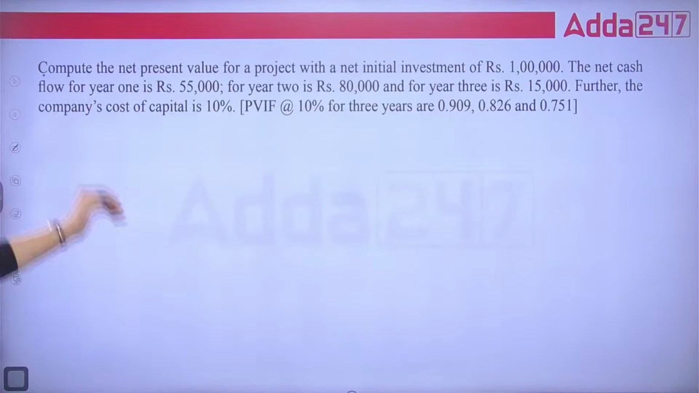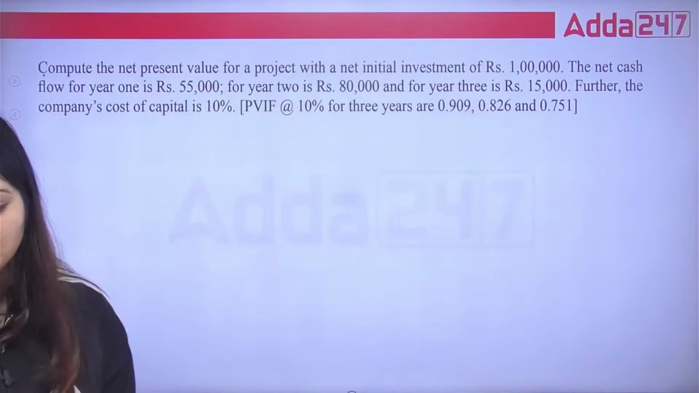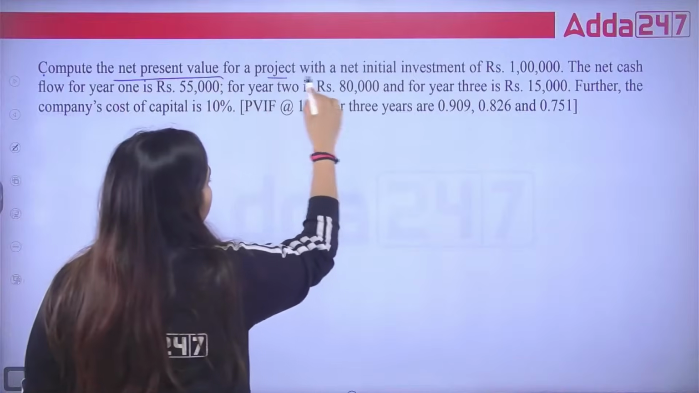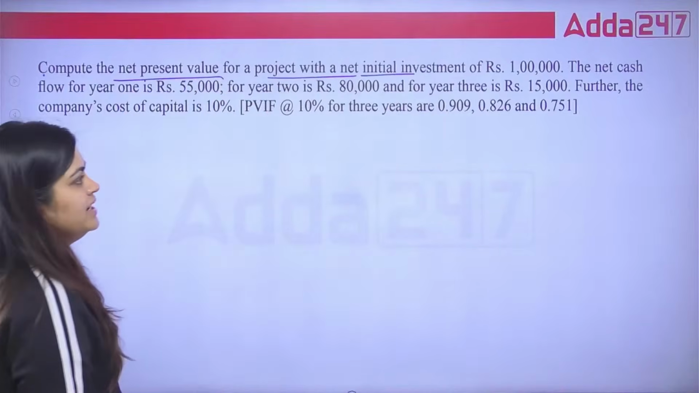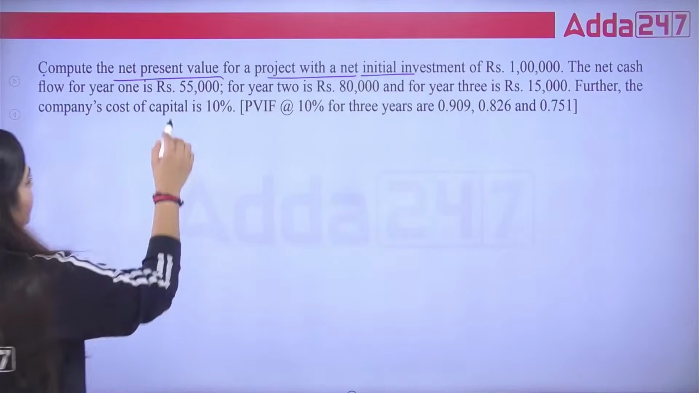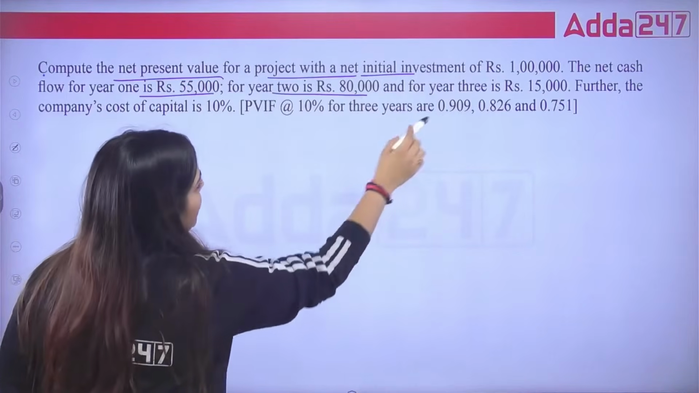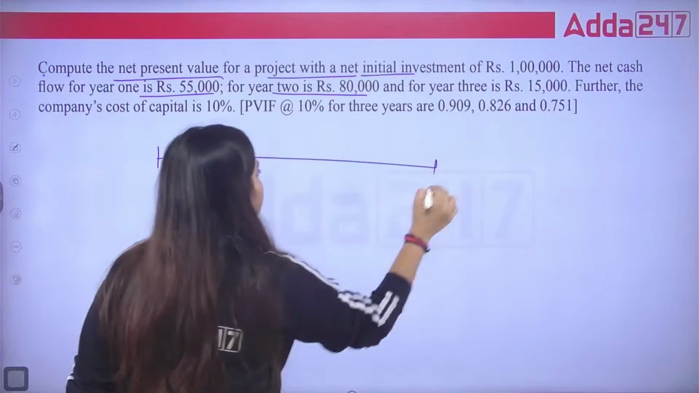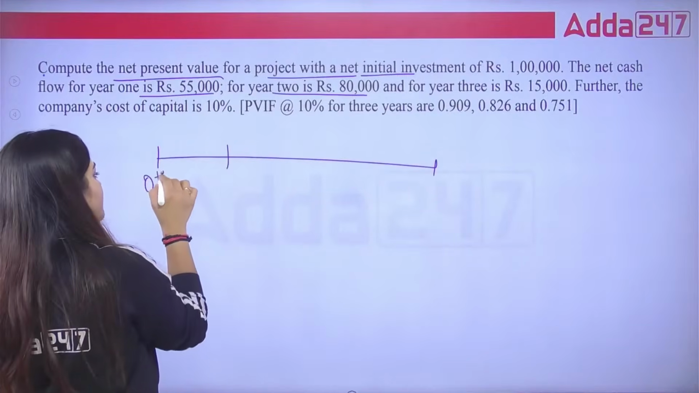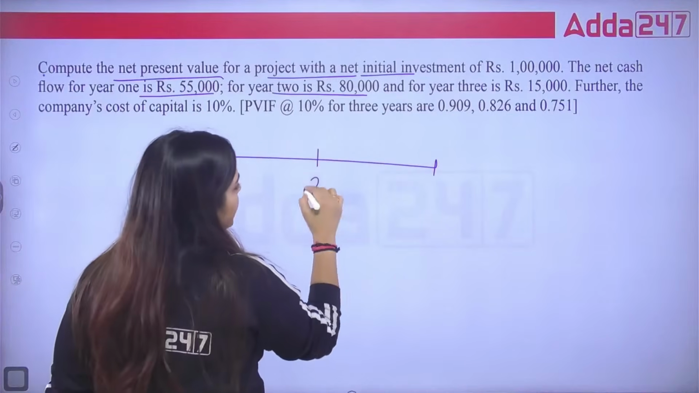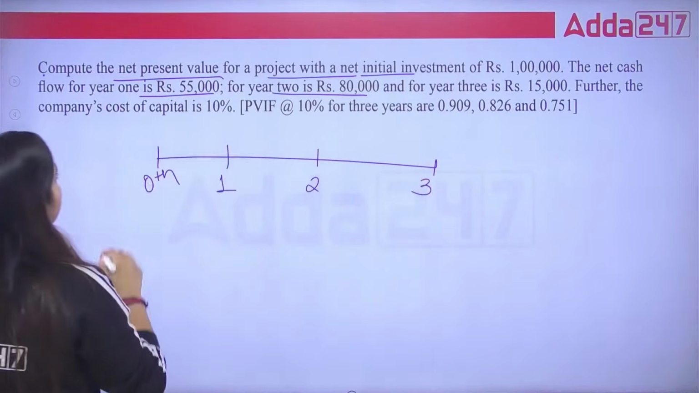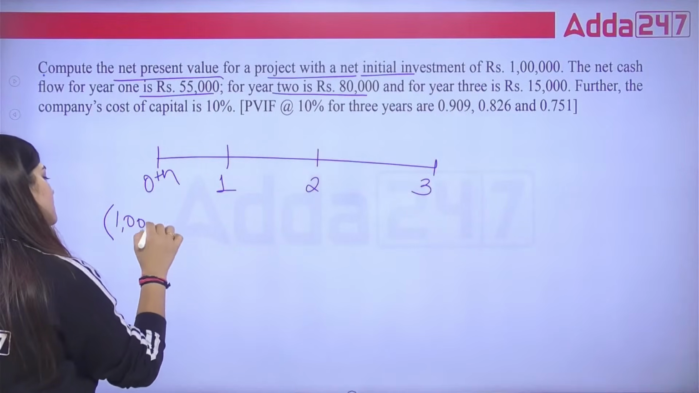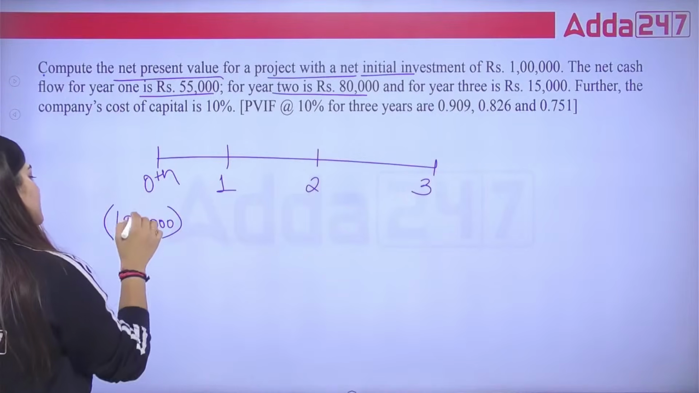Now let's solve one question based on this concept. Compute the NPV for a project with a net initial investment of 1 lakh, and the net cash flow for year 1 is 55, year 2 is 80, and third year 15,000. Now what they are saying is that we are going with one project. This is a 0 time period, first year, second year, and this is a third year. In a 0 time period, you are investing 1 lakh rupees. Here this is your invested amount.